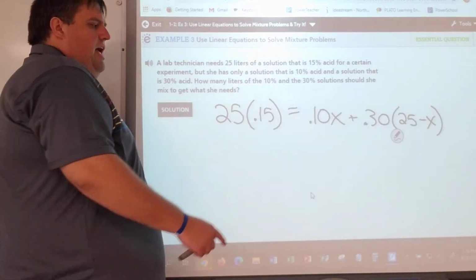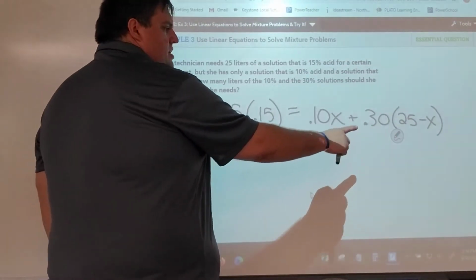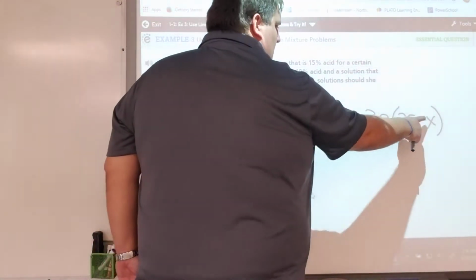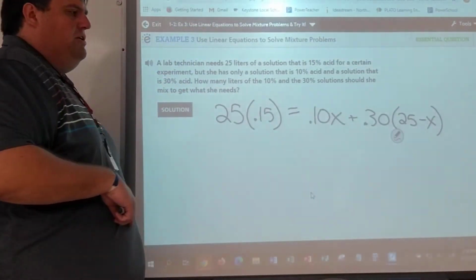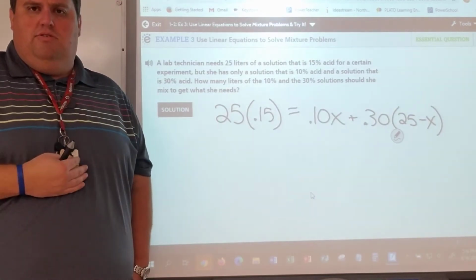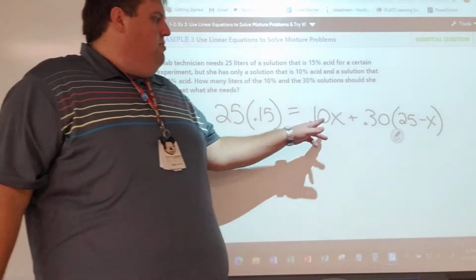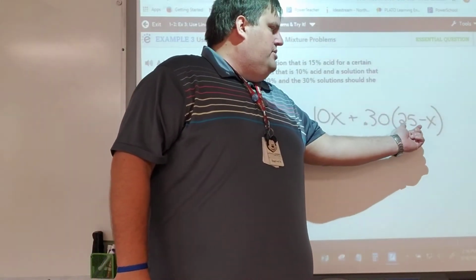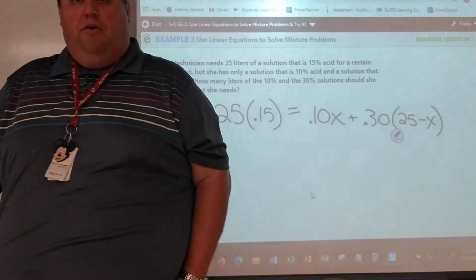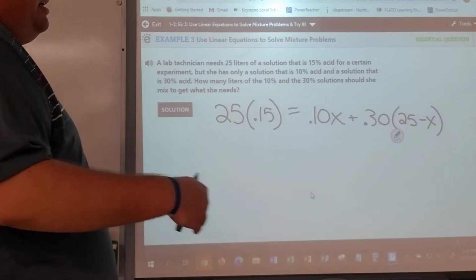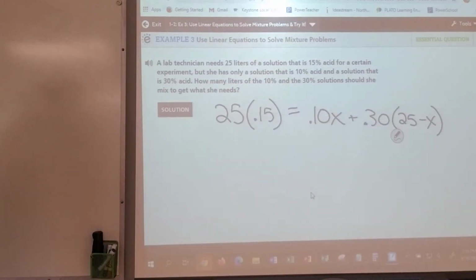Take that in for a second. x amount of the 10%. So let's say this was 2 liters. 25 minus 2 would be 23 liters, because we know that at the end we want to have 25 liters. So that's how we're going to do that. We're going to do x for one of them, and then the total amount, 25 in this case, minus x for the other one. Okay? I know that is probably kind of confusing. That's okay. I'm going to grab a calculator while you're still there.